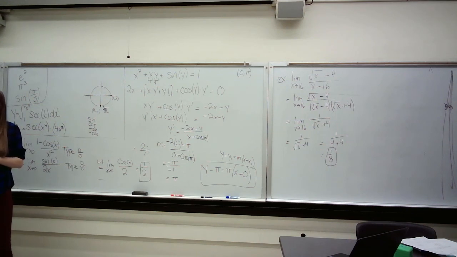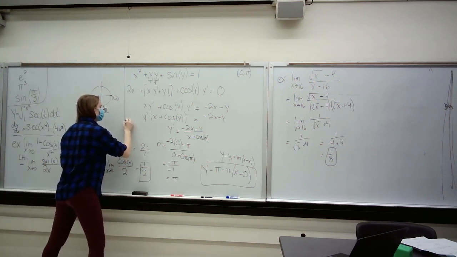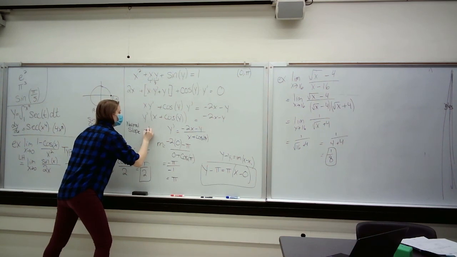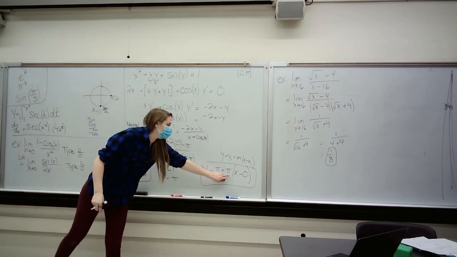Any other questions? So the slope of the normal line would be negative 1 over pi. Negative 1 over pi. So if you were doing the normal, the slope is just negative 1 over pi. So you flip it and then do negative. All right. And then just plug that in here. Yep.